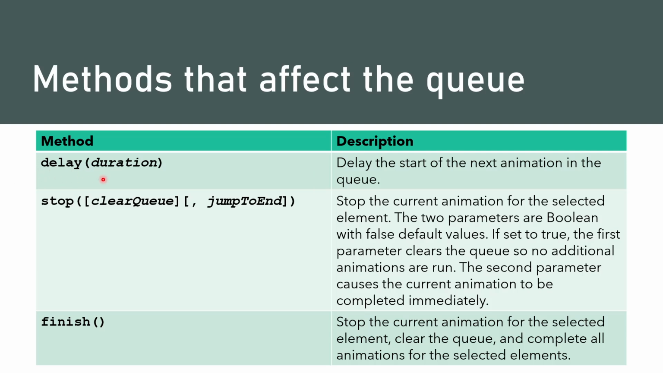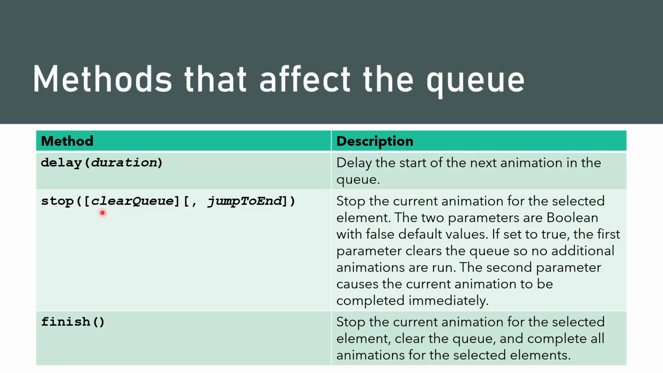So there's the delay method that delays the start of the next animation in the queue. That takes a duration, how long you want to delay the animation for a specific element. And there's also the stop method that stops the current animation for the selected elements. And there are optional parameters for these that are both Booleans. So by default, they are both false if you don't pass anything into the stop method.